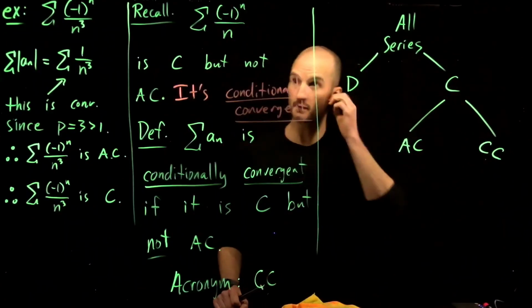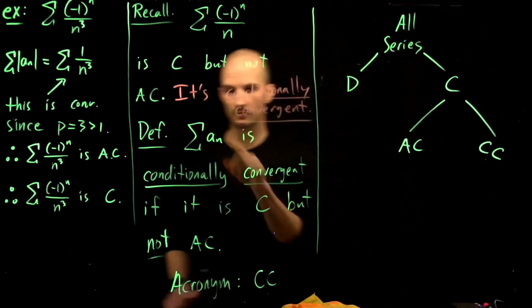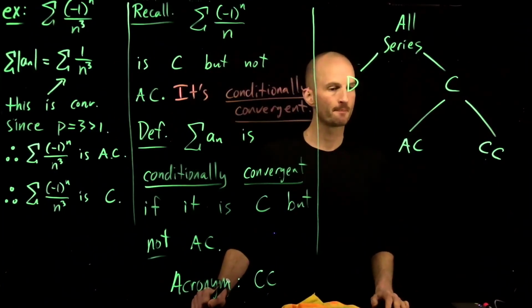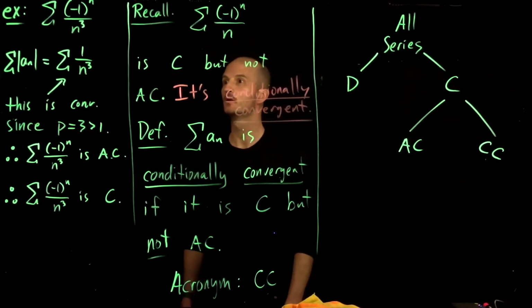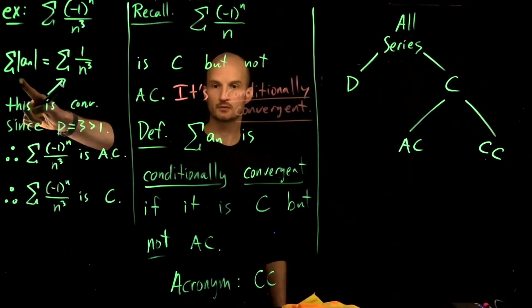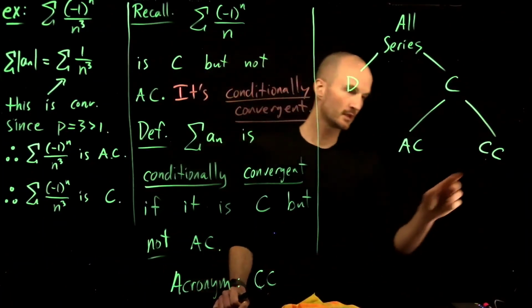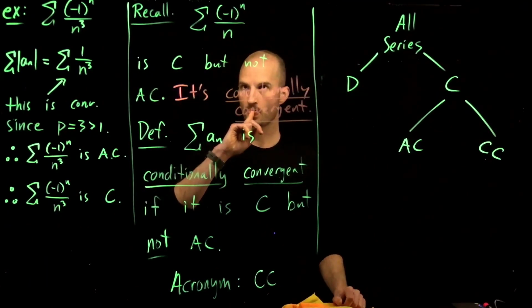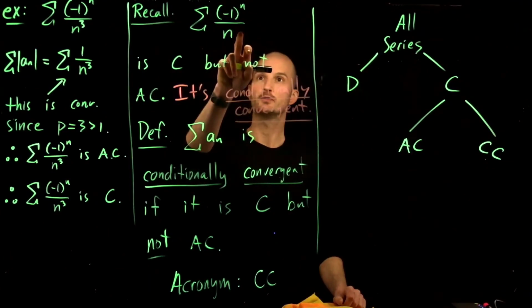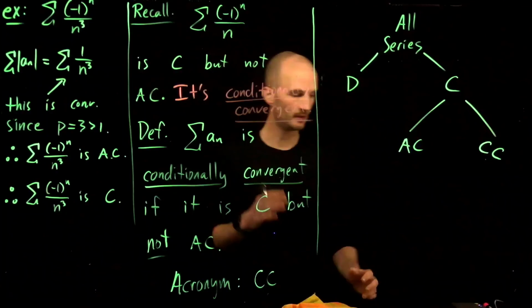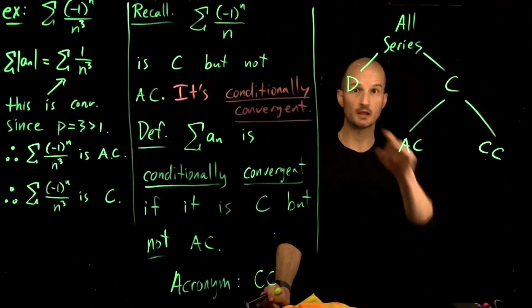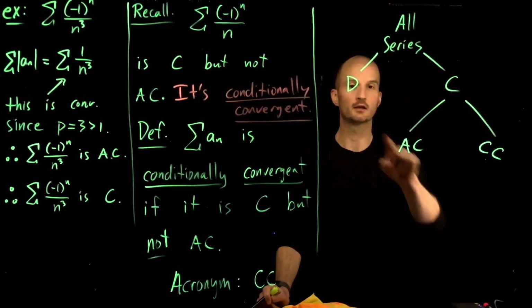So for convergent, what are we saying? We're saying that the original series converges. For AC, we're saying that the series of absolute values also converges. And for CC, we're saying that the series of absolute values does not converge, like in this case. Useful to keep in mind that every series that you encounter will be in one of these three categories.